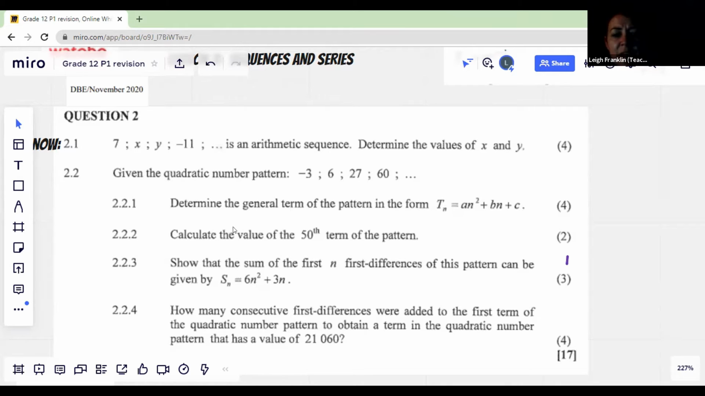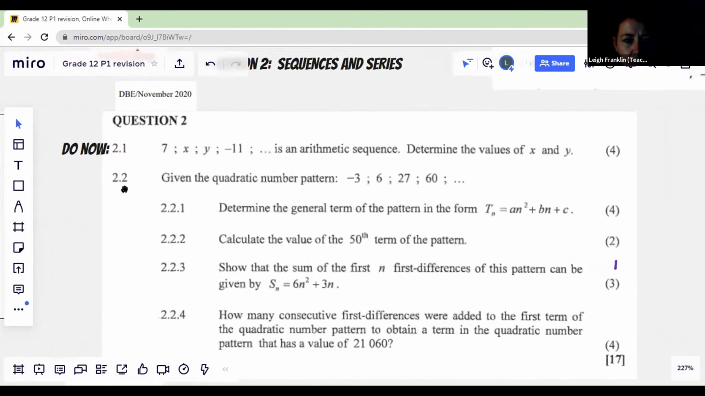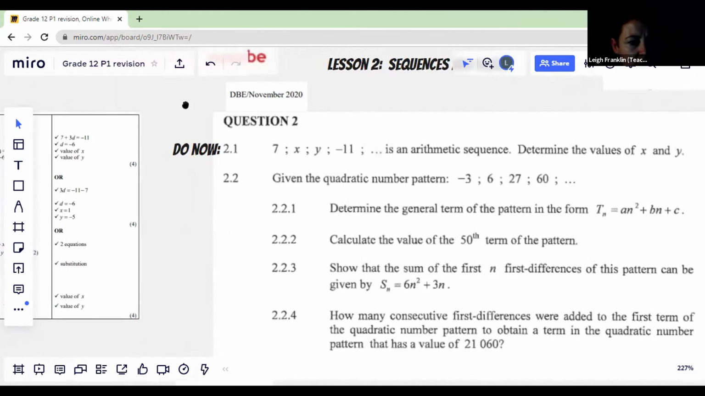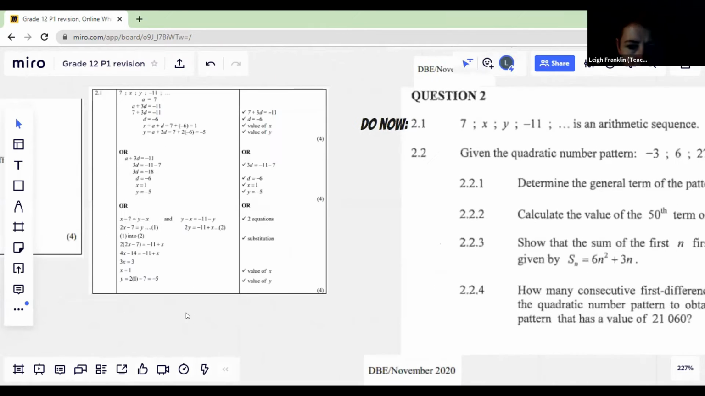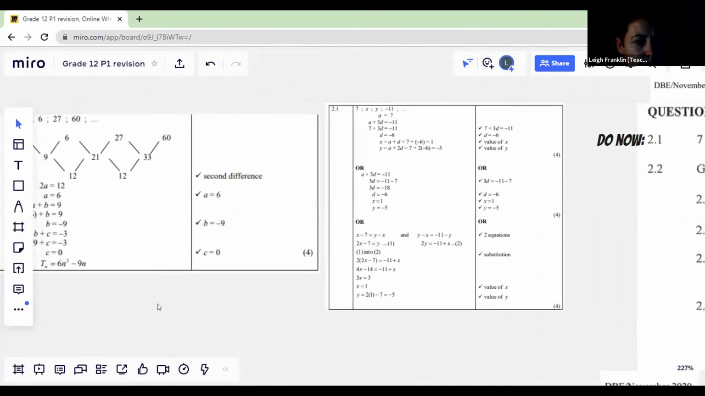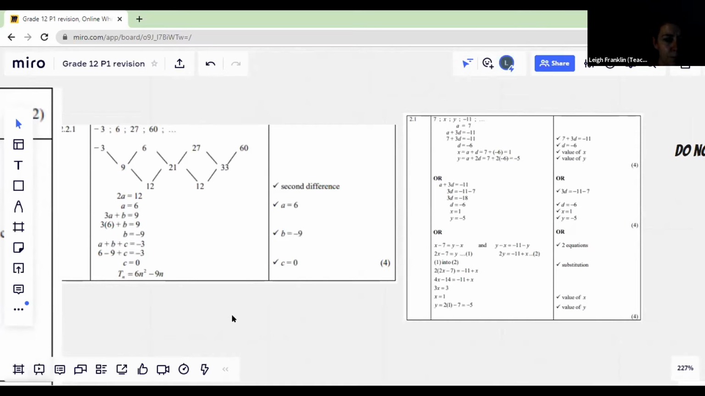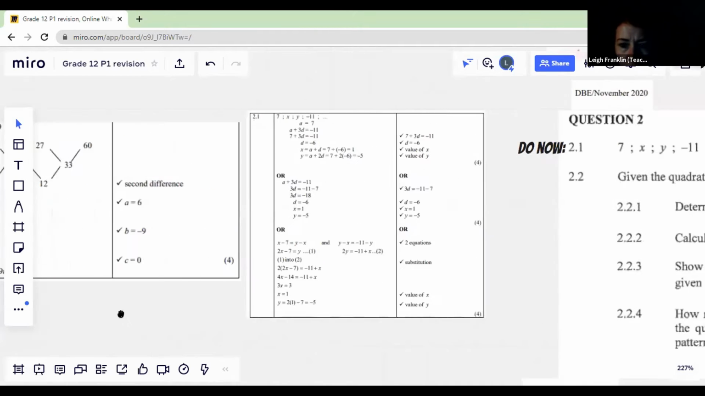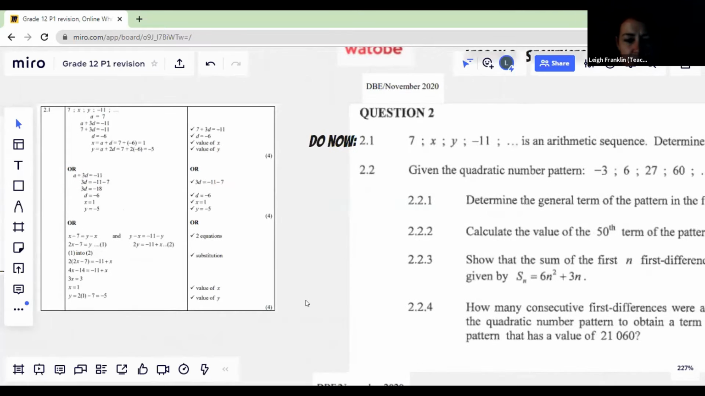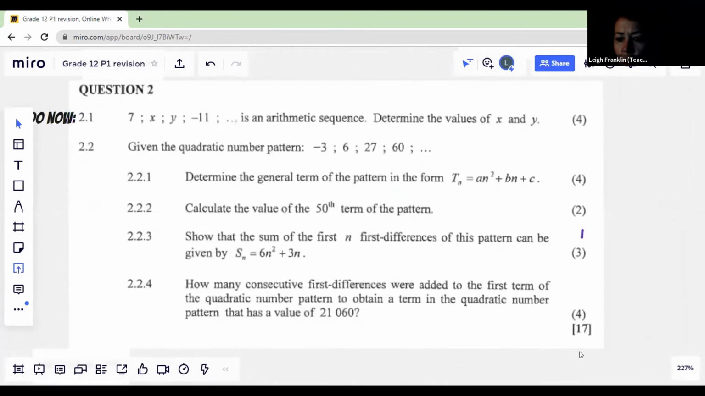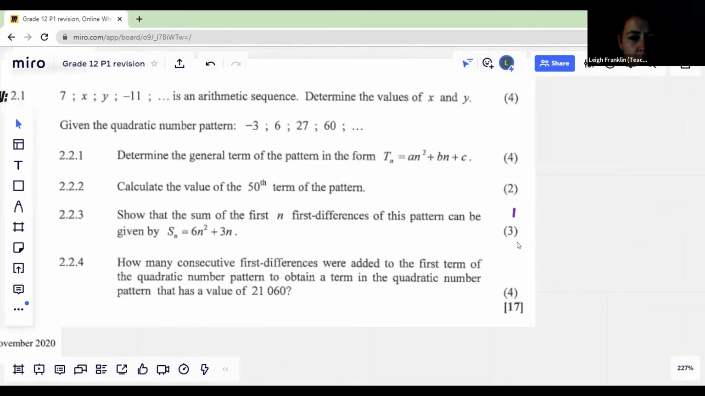Then when it asks us to calculate the 50th term in the pattern, what would we do? How would we work out the 50th term in the pattern? Someone can pop it into the chat for me. Exactly. So we would substitute the 50 in place of the n. All right. So that's easy enough. 1 mark for subbing in, 1 mark for the answer.